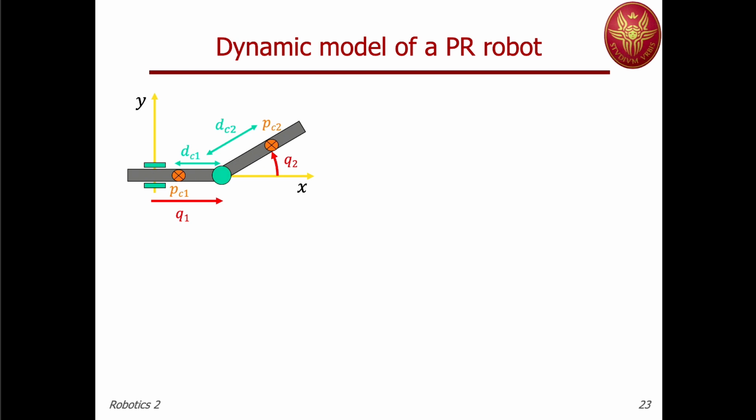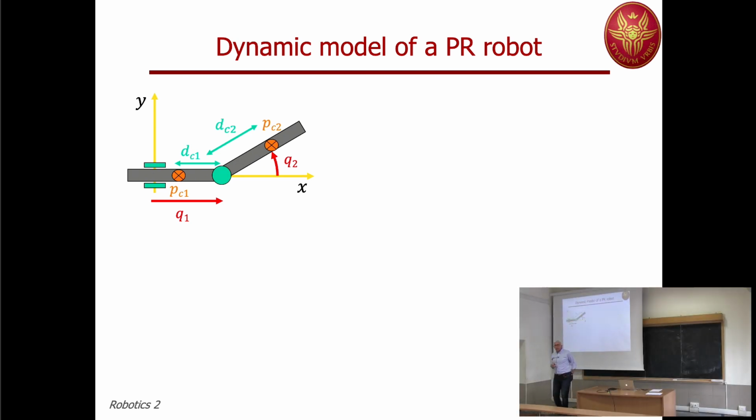So the simplest case that I could think of for doing this computation is this 2 degrees of freedom robot, which is a planar robot with the first joint being prismatic and the second joint being revolute. And all the motion lies in a plane. Now, it's really important to understand if this plane is horizontal or vertical, while from the kinematic point of view, this is completely irrelevant.